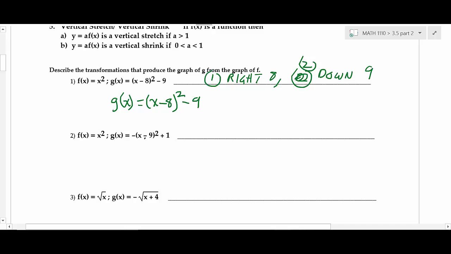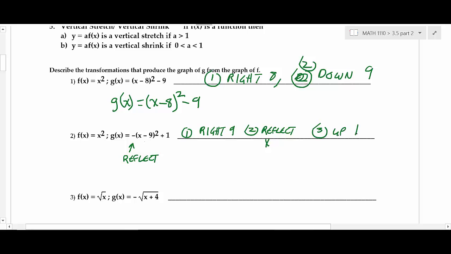How about number 2? We have negative x minus 9 squared plus 1. How many transformations are there? 3. There are 3. What are they? Right 9. Invert x, okay. Reflect over the x-axis, reflect, and then up 1, okay? So if you did this in the right order, you would go to the right 9, like that. And see, that reflects, so you really want to write that as reflect, okay? So you're reflecting this way, in the x direction. So I'll just have you put a reflect there, okay? And then the third one would be up 1 like that, okay?